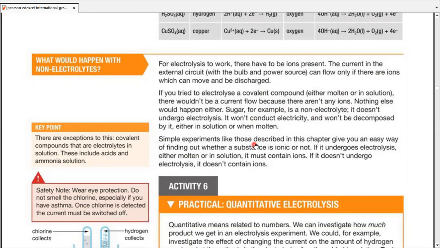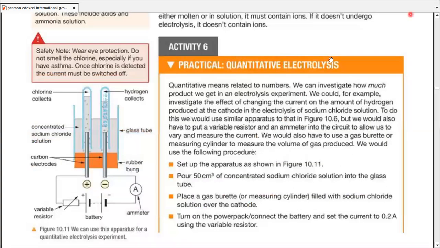So for non-electrolytes, something which is in a liquid state but cannot conduct electricity will not be able to undergo electrolysis. However, since we studied the exception is ammonia solution or acids, so acids in ammonia solution do undergo electrolysis. All right. And we have studied electrolysis of acids before. We just studied electrolysis of dilute sulfuric acid. So, you know, the next part of the chapter is all about quantitative electrolysis, but since it's about time, I think let's stop right here.